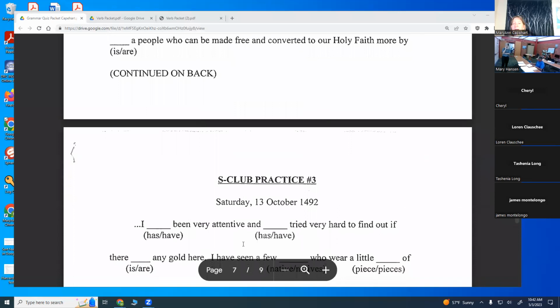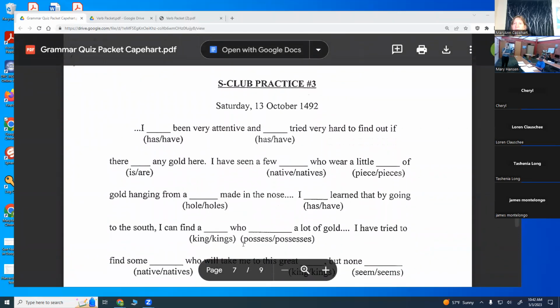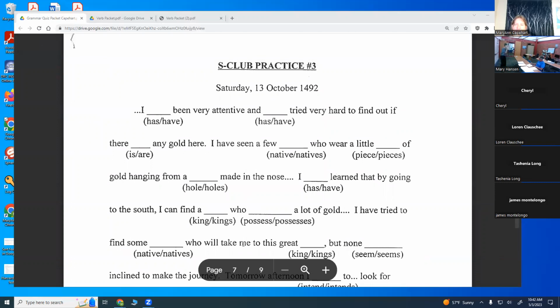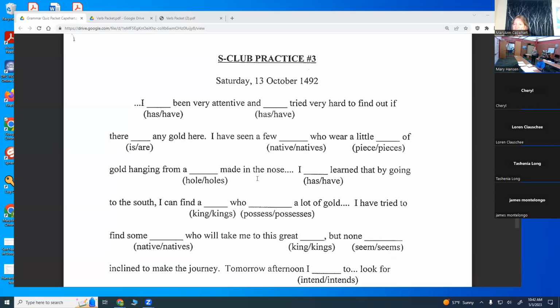Next. They are, this one. The people have been very attentive and, same subject, I tried very hard to find out. Oh, I know what these are, they're written by students. That's what these are. I have seen a few, wait, where are we? Yeah, natives who wear little.